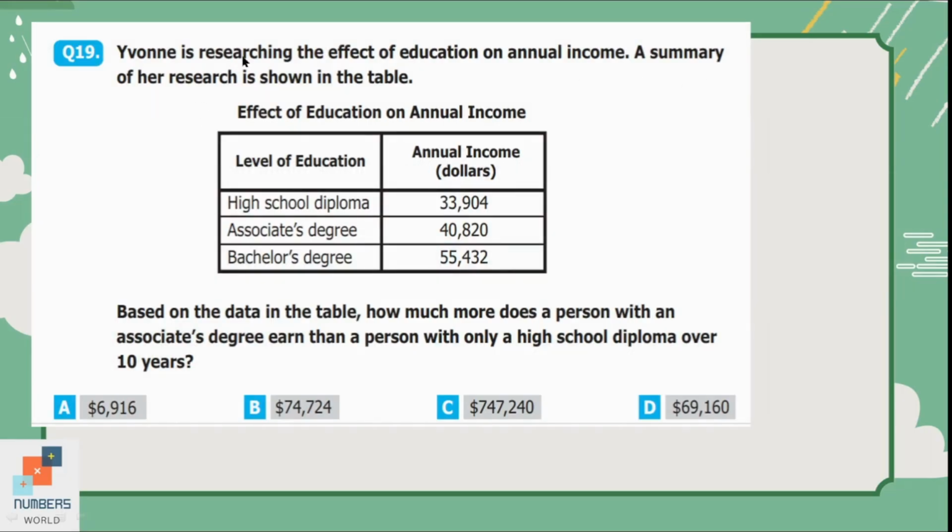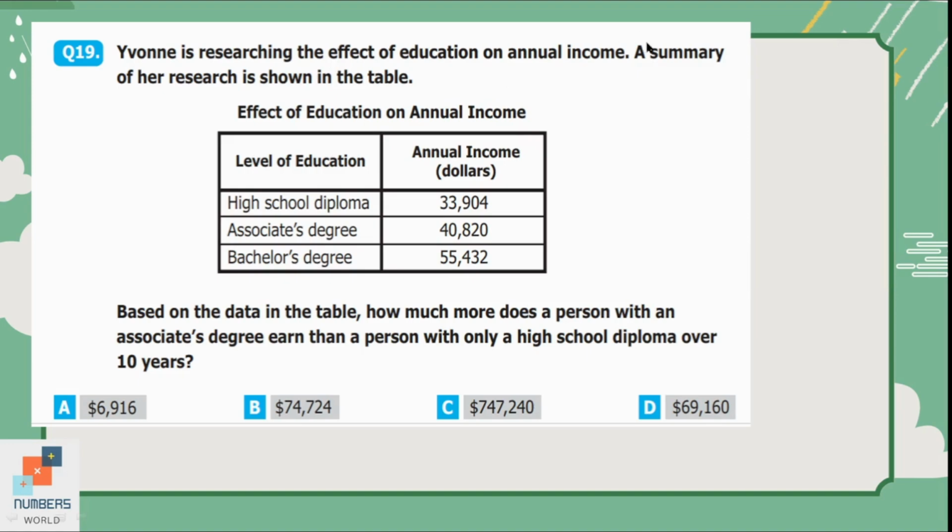Question number 19. Yuna is researching the effect of education on annual income. A summary of her research is shown in the table. Based on the data in the table, how much more does a person with an associate's degree earn than a person with only a high school diploma over 10 years? So this is a question of comparisons.